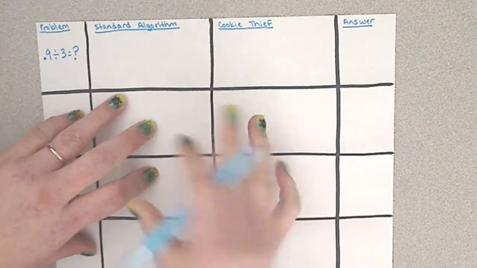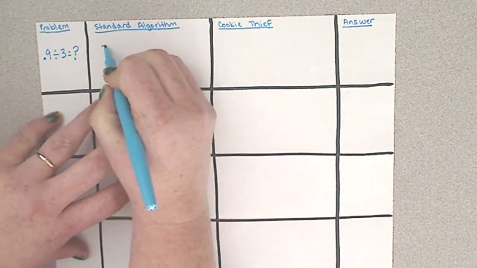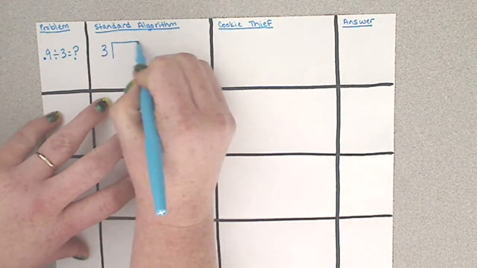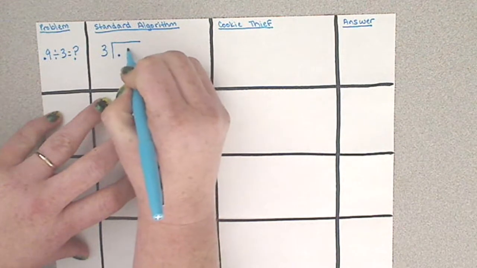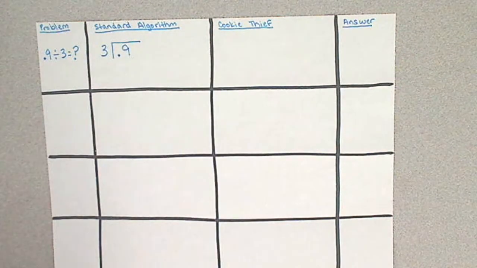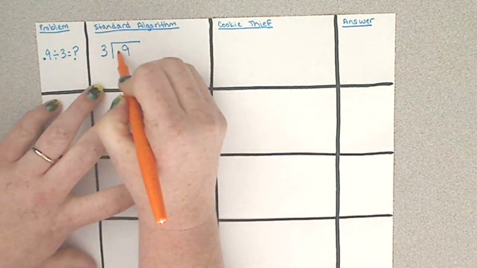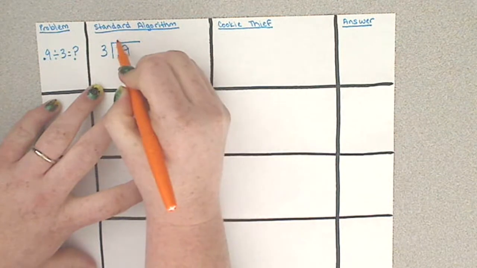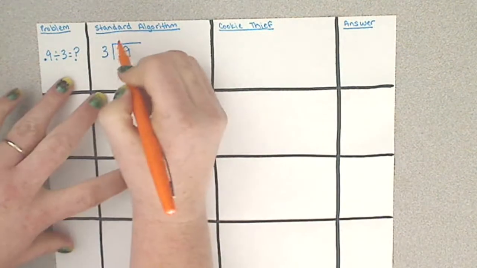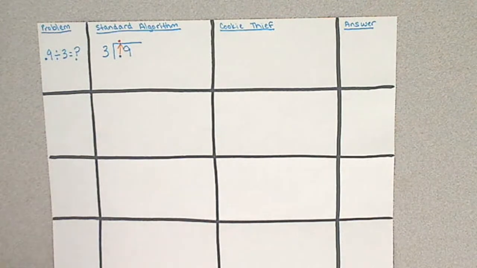So for setting this up for standard algorithm, just like we always would, our divisor goes on the outside, our dividend goes on the inside. Now this is what I want you to pay attention to, because it's very, very simple, but if you let yourself get confused, it's going to mess you up. See this decimal? I want you to draw an arrow up from it, and put that decimal right in that place, directly above. Just carry it straight up, and then you do nothing else with it, and you divide like normal.